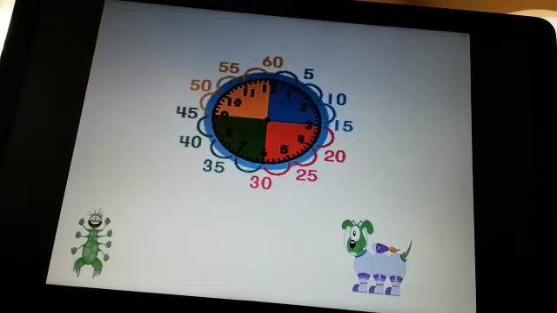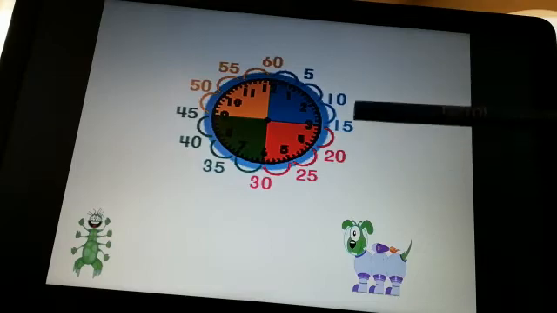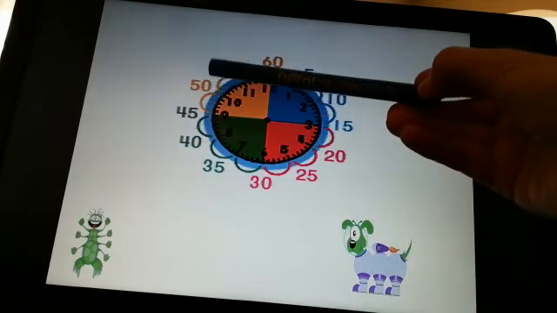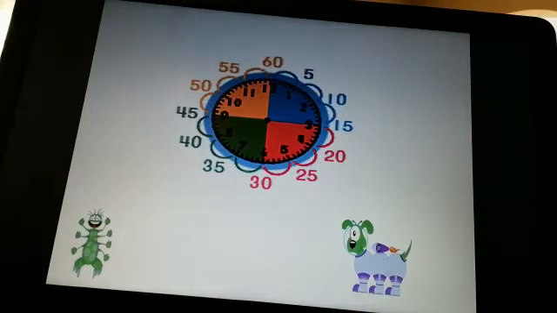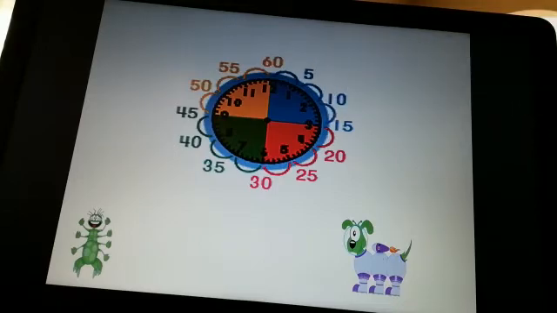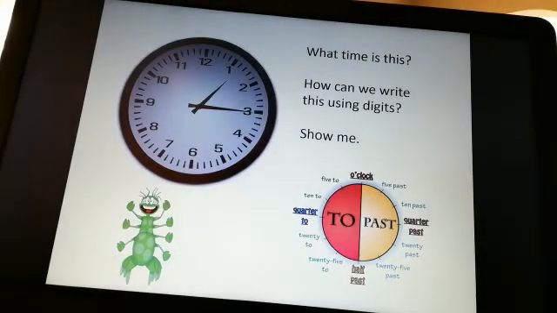Our time, are we ready to count in our minutes? So we've got 5, 10, 15, 20, 25, 30, 35, 40, 45, 50, 55, 60. And we've been working on 15 minutes. We've been working on the minute hand going a quarter of the way round our clock. So let's look at the time. So here's a time.